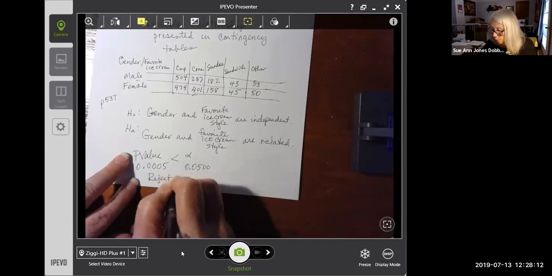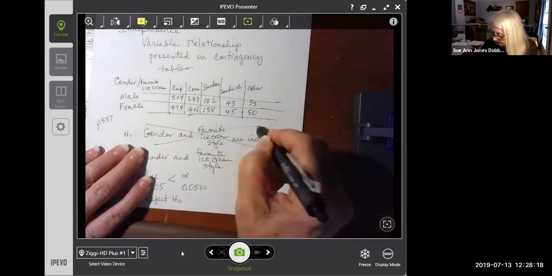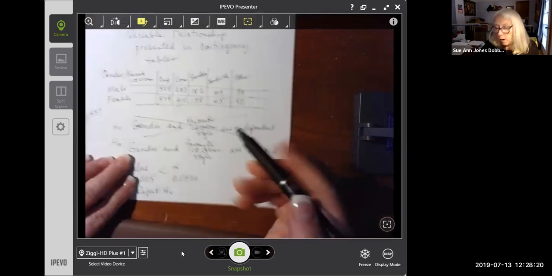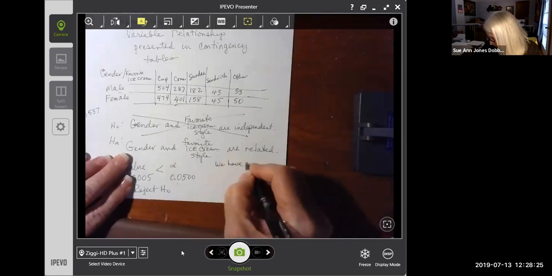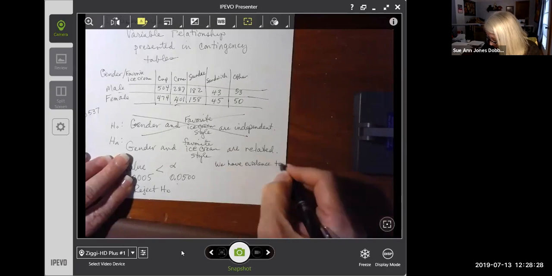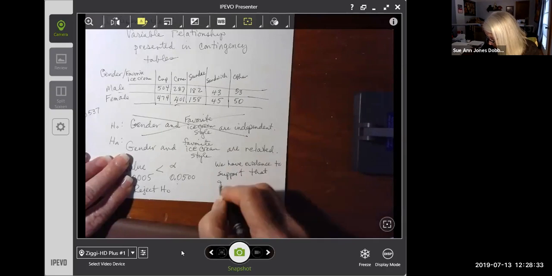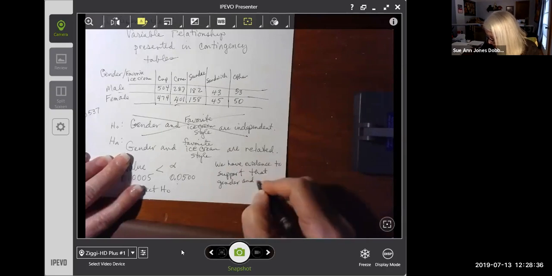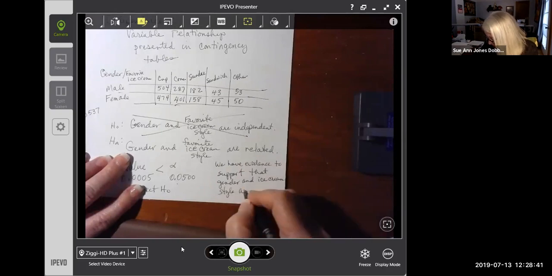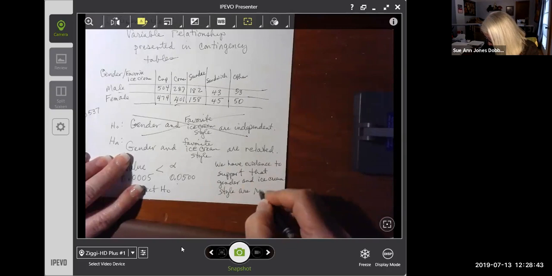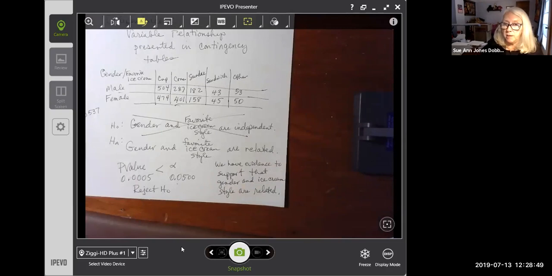So going back to the null hypothesis, we are rejecting this idea, which means we have evidence to support that gender and ice cream style are related. Full stop. If you reject the null hypothesis, you're essentially supporting the alternative hypothesis.